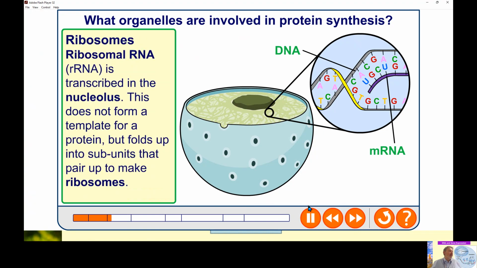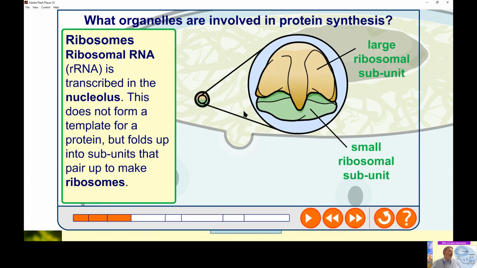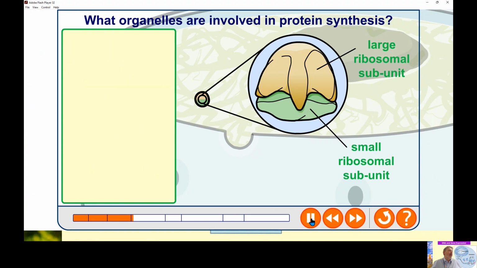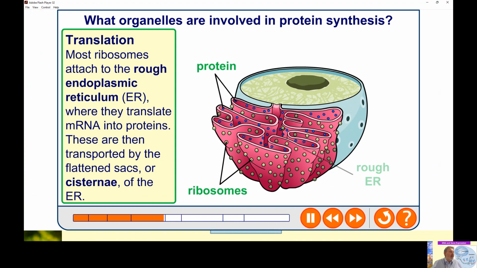Okay, so let's move through. The ribosomal RNA is transcribed in the nucleus. This makes ribosomes. Basically, the ribosomal RNA folds up to make the ribosome, and then those come out of the nucleus and get attached to the rough endoplasmic reticulum. So coming out of the nucleus, you can see that the endoplasmic reticulum is continuous with the membrane of the nucleus. So the ribosomes are stuck on the outside.